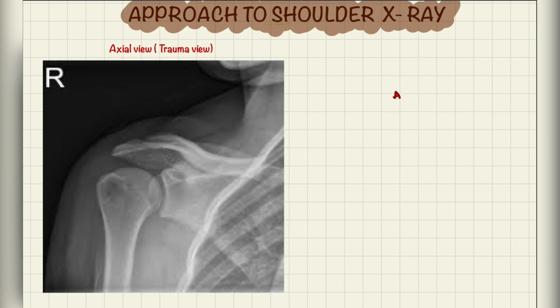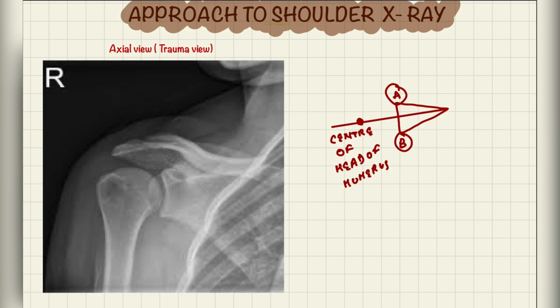Again, I am showing you on the right hand side point A and point B. Join them, make a triangle and bisect the triangle towards the center of the humeral head. Again, making a triangle and now bisecting this. So this must be the center of the humeral head.